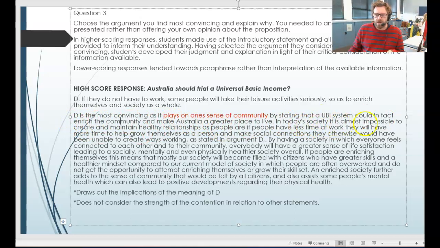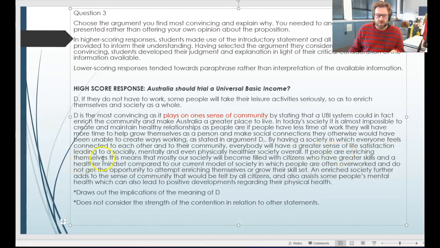In today's society, it is almost impossible to create and maintain healthy relationships as people will have less time at work, and they will have more time to help grow themselves as a person and make social connections they otherwise would have been unable to. And so it's a bit ungrammatical, but it's going back to the statement D. By having a society in which everyone feels connected to each other and to their community, everybody will have a greater sense of life satisfaction, leading to a socially, mentally, and even physically healthier society overall.